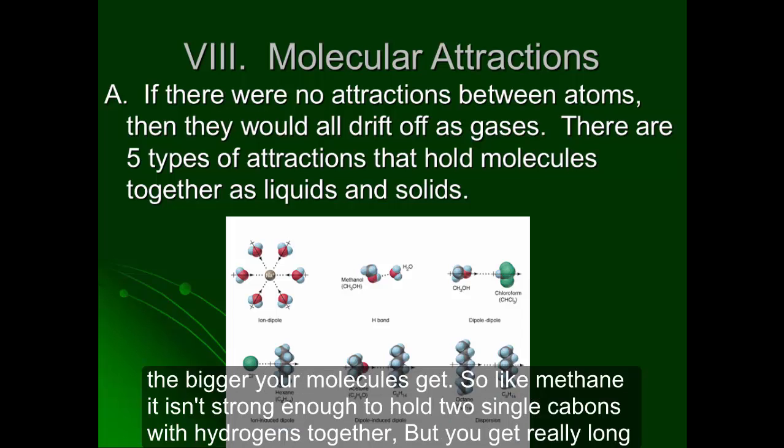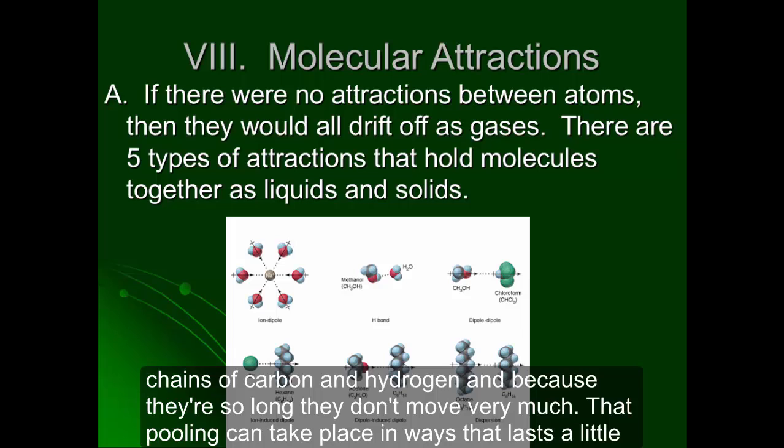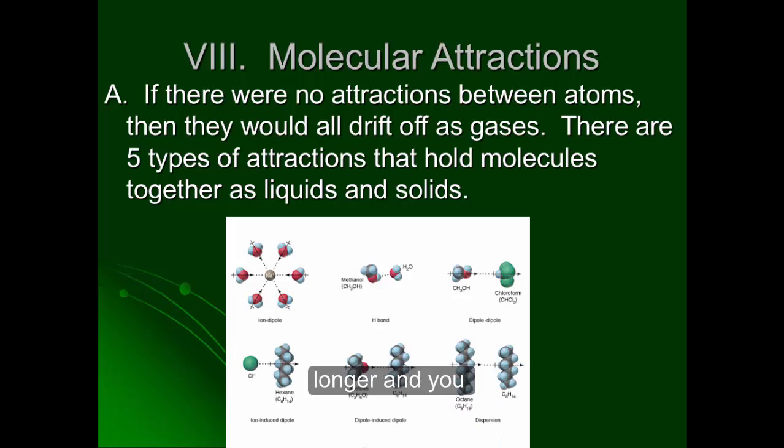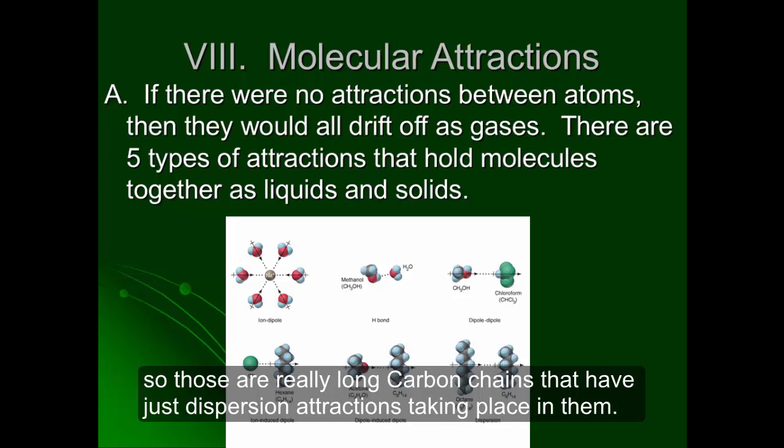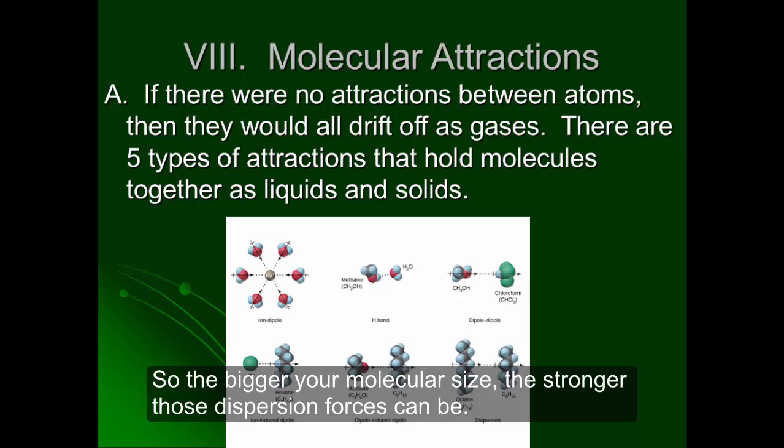So like methane, it isn't strong enough to hold two single carbons with hydrogens together, but you get really long chains of carbon and hydrogen, and because they're so long, they don't move very much, and that pooling can take place in ways that last a little longer, and you get the road sludge that they use to kind of fill in cracks. So those are really long carbon chains that have just dispersion attractions taking place in them. So the bigger your molecular size, the stronger those dispersion forces can be.